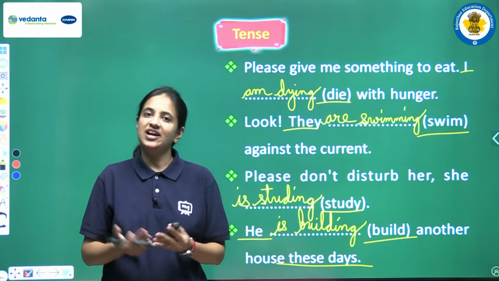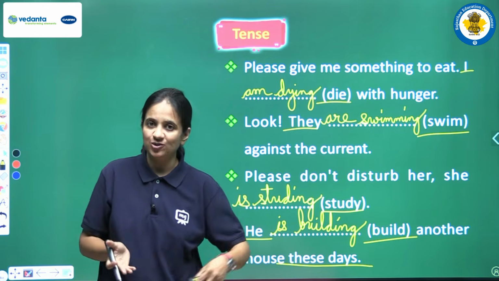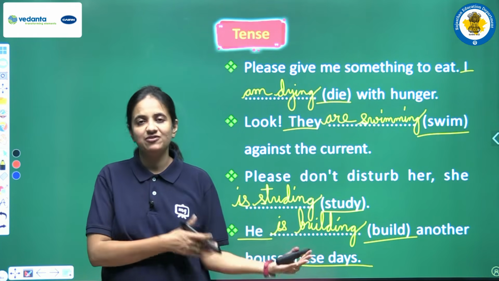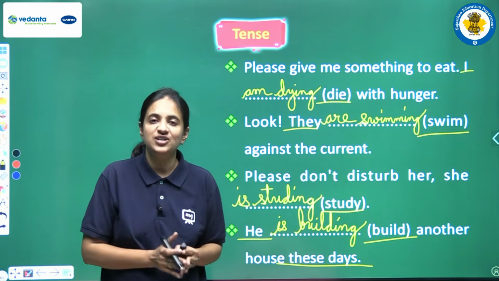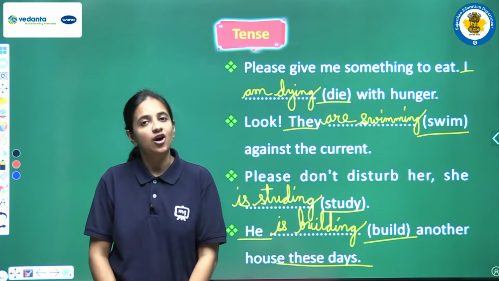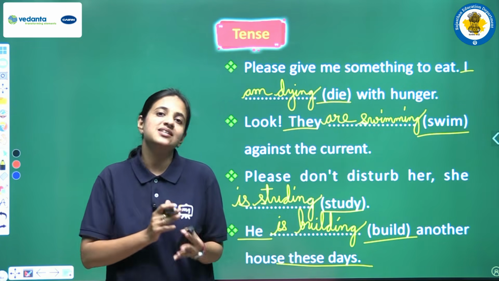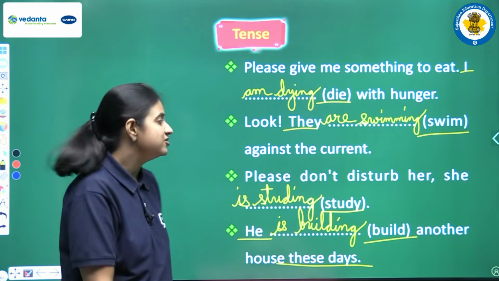just to clear that we are having 3 helping verbs, and those helping verbs are used according to the subject. If the subject is singular, we will use is. If the subject is plural, we will use are, and if the subject is I, then we will use am. Okay, and for the main verb, we will always use the first form plus ing. Okay, so we have seen so many examples also.